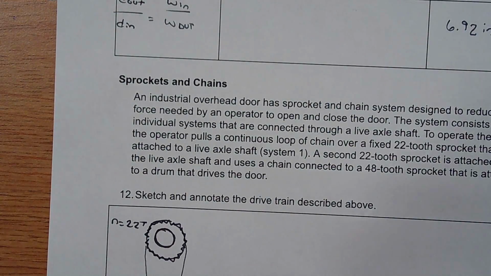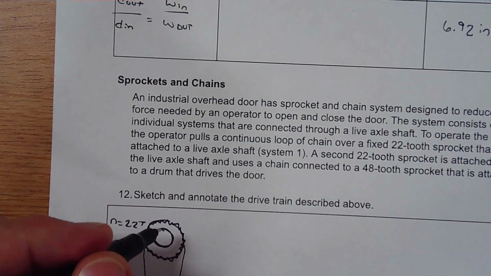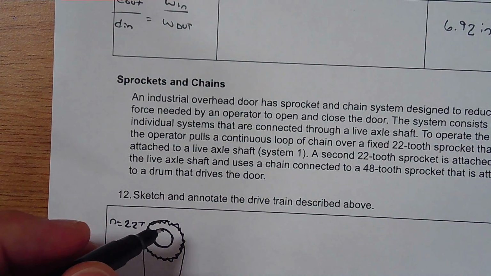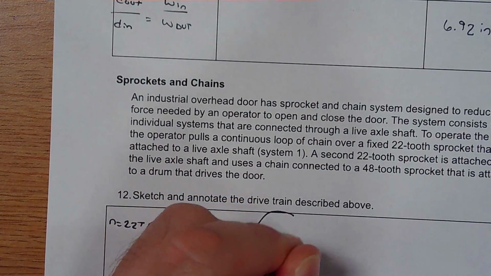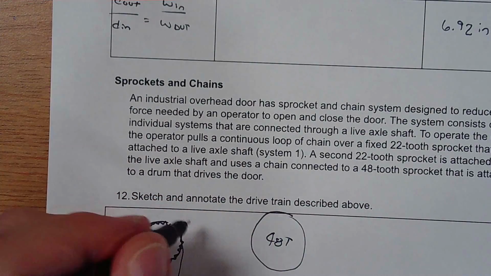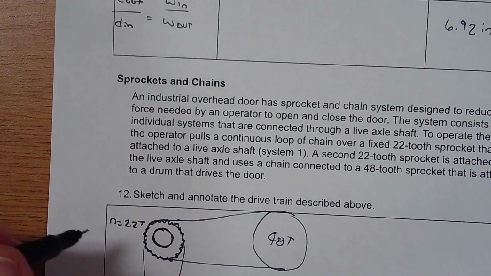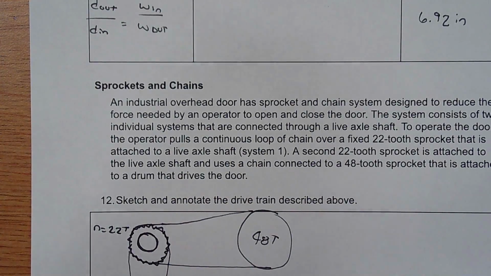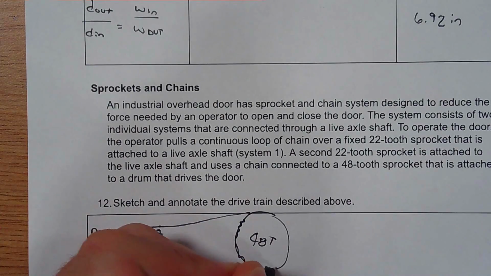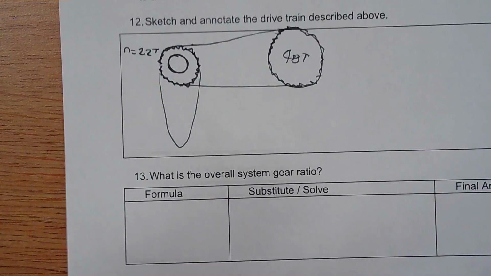All right, the second 22-tooth sprocket is attached to the live axle shaft and uses a chain connected to a 48-tooth sprocket that is attached to a drum that drives the door. So we get a 48-tooth sprocket, so this is going to be big, 48 teeth. And this drives the pulley. Okay, so our sketch looks something like this. We have a 22-tooth sprocket and a 48-tooth sprocket. Again, this is the sprocket. Looks like the one on your bicycle. So it's not smooth. So it looks something like that.